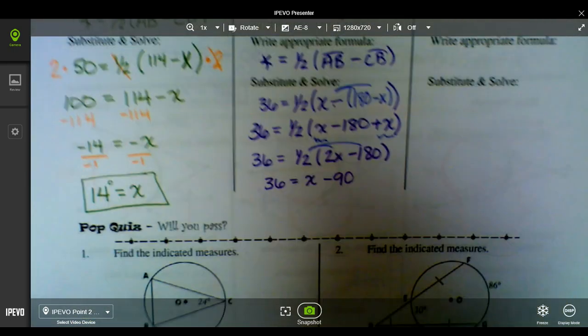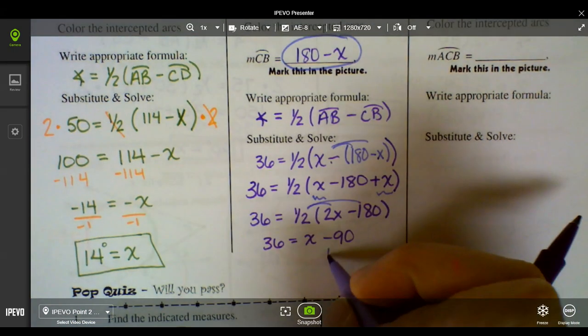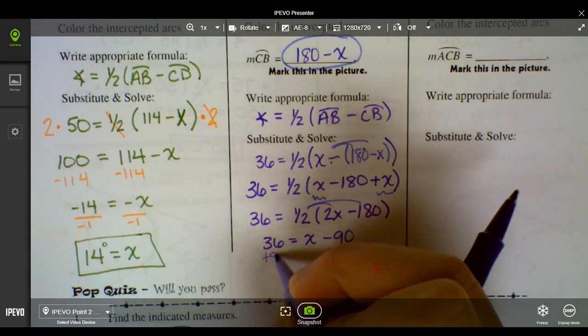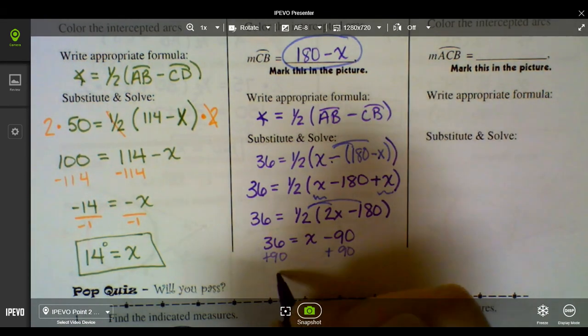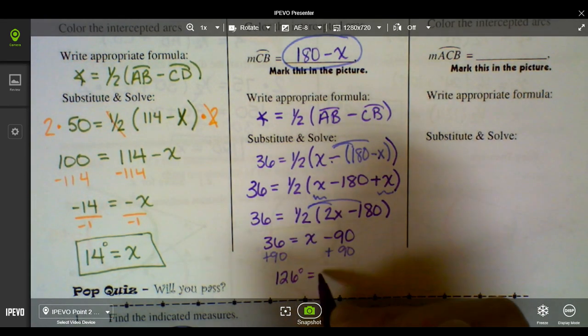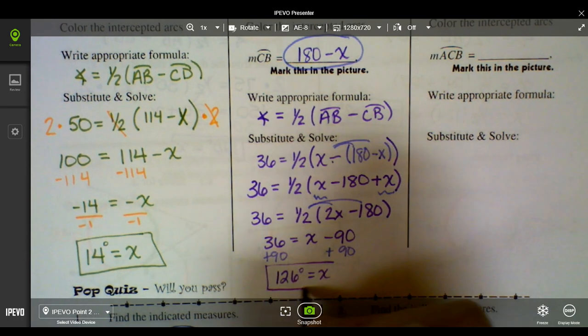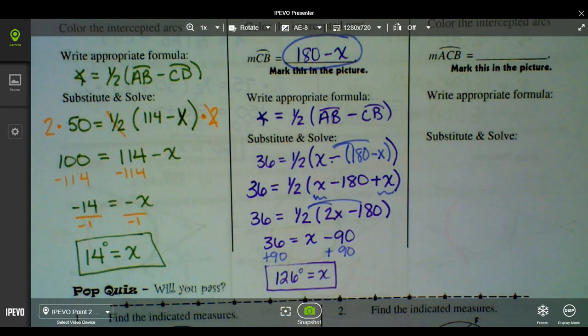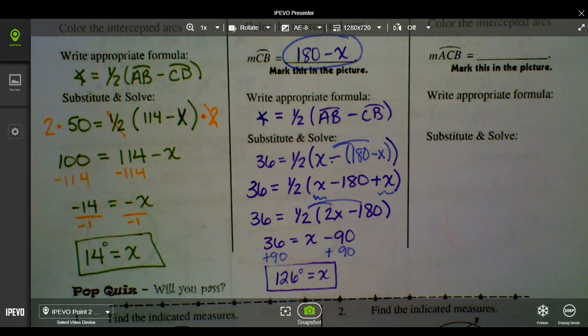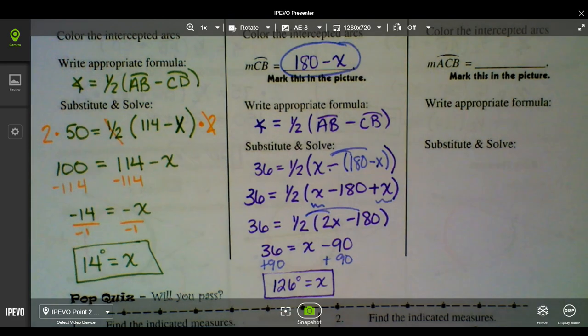All right, now we finally have a nice easy problem. So add the 90, and 126 degrees is going to equal X. So that one was a little bit of a lot, but if you can just logic your way through that one, it shouldn't be terrible. So you just might have to practice that one or watch that one a couple of times, rewind and listen to it again. That's the nice thing about these videos.